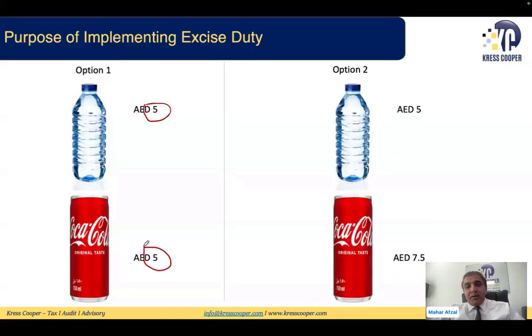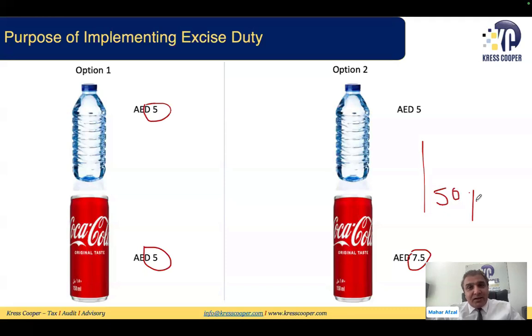In the second scenario, the price of the bottle of water is 5, but the price of Coca-Cola is 7.5. Once the price of the Coca-Cola is 7.5, it is 50% more expensive as compared to the bottle of water. Here you are not indifferent; your financial factor is a key important thing. You will be thinking, you need to spend 50% extra, so you will be inclined toward the bottle of water to drink.